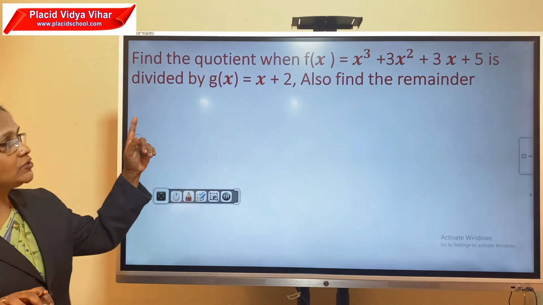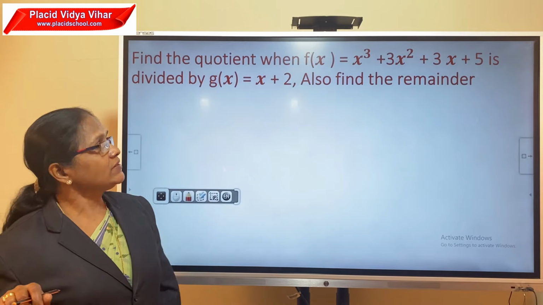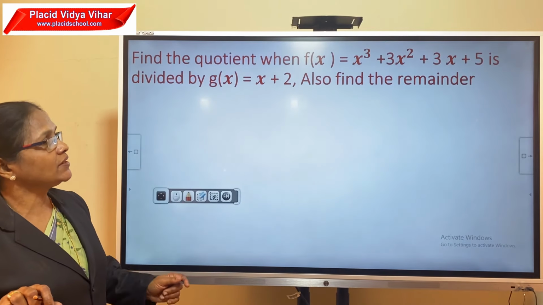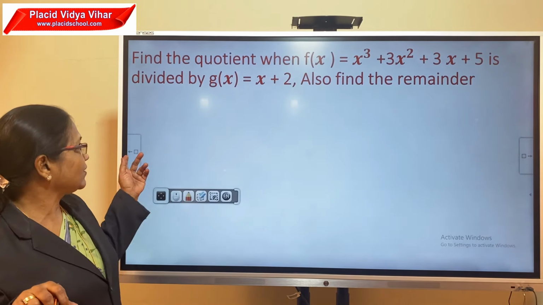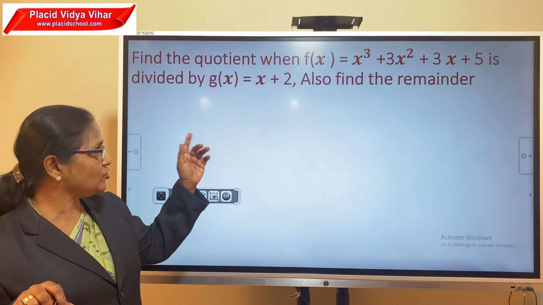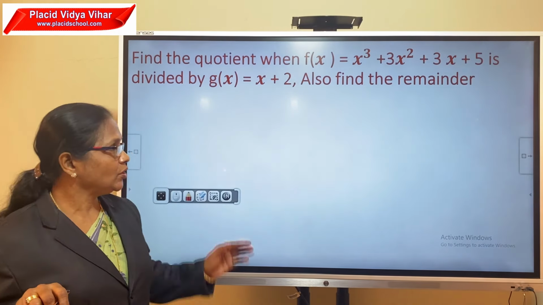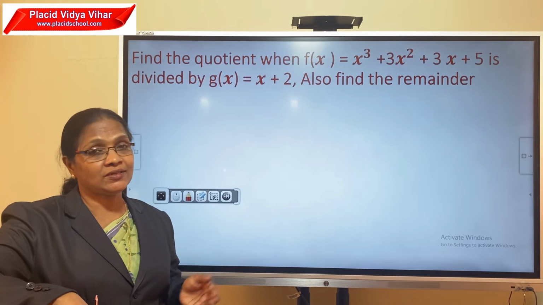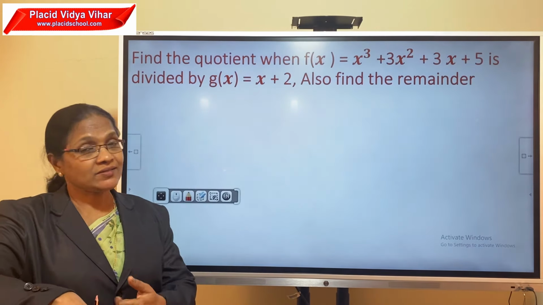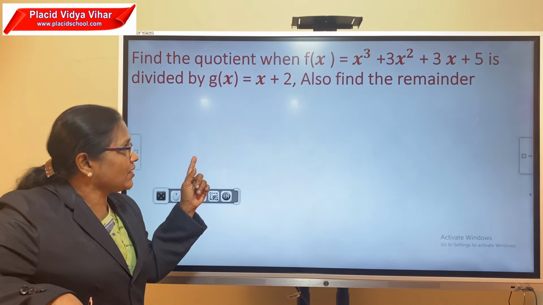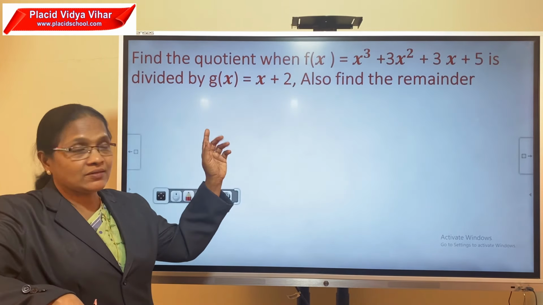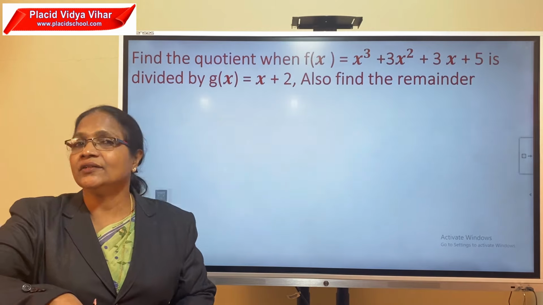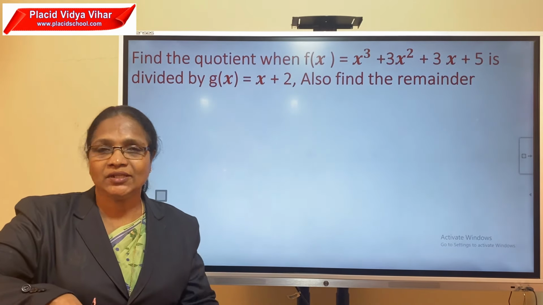Is it clear? Find the quotient when f(x) equals x cube plus 3x square plus 3x plus 5 is divided by g(x) equals x plus 2. Also find the remainder. I told you the condition if the divisor is a monomial, but in this case the divisor is a binomial. Here we will use the long division method.